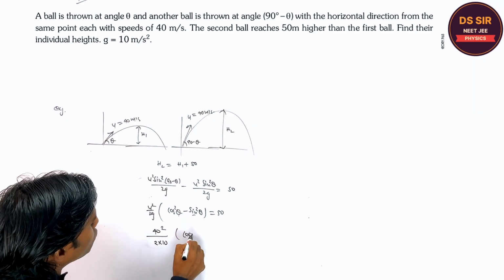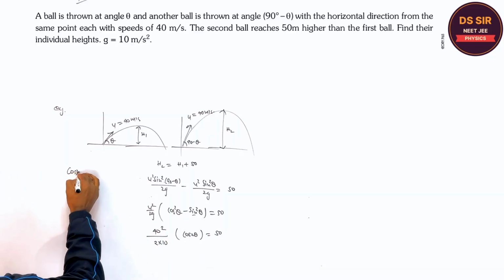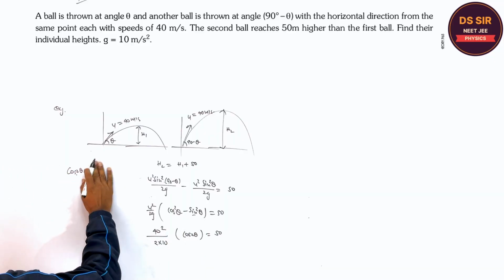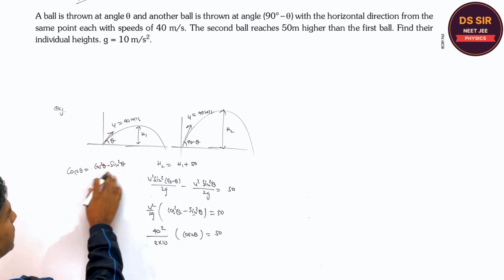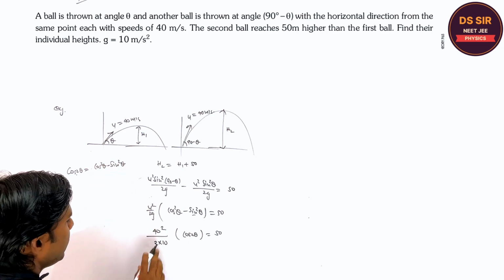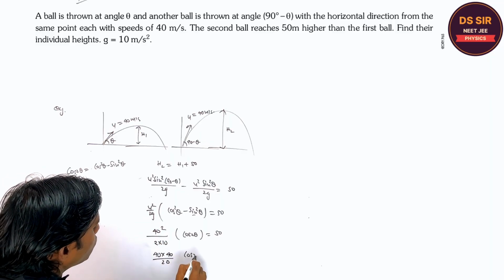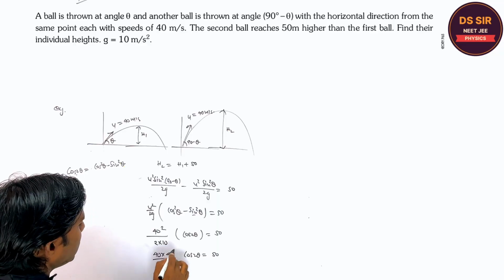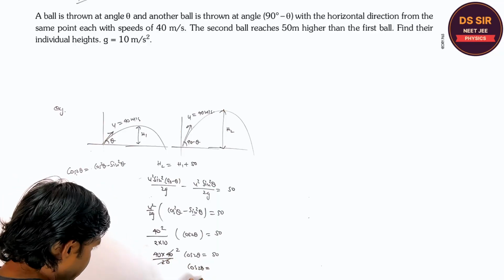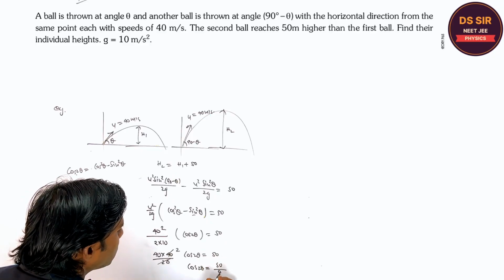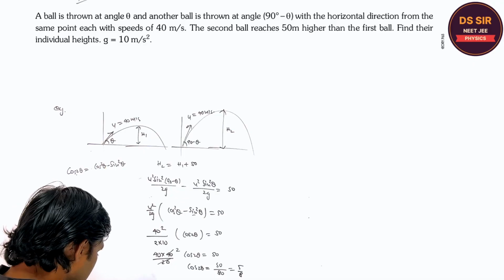Fine. Putting in the value of u, u square upon 2g times cos 2 theta is 50. The identity you will remember: cos 2 theta is equal to cos square theta minus sin square theta. So this is the identity you have to remember. Right. Now you simplify 40 into 40 upon 2 into 10 times cos 2 theta is equal to 50. Then cos 2 theta is equal to 50 upon 80, which is 5 by 8. Is it clear or not?